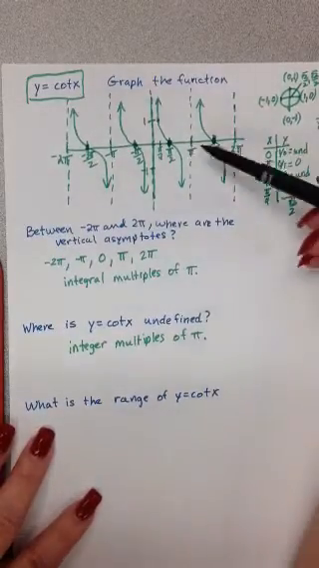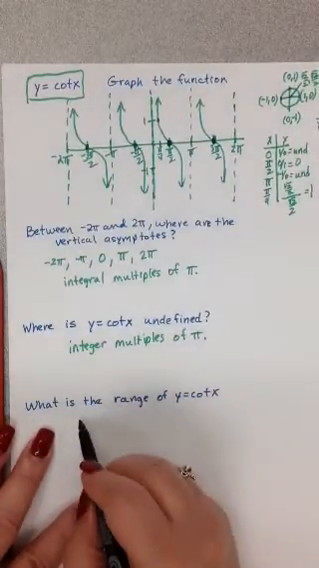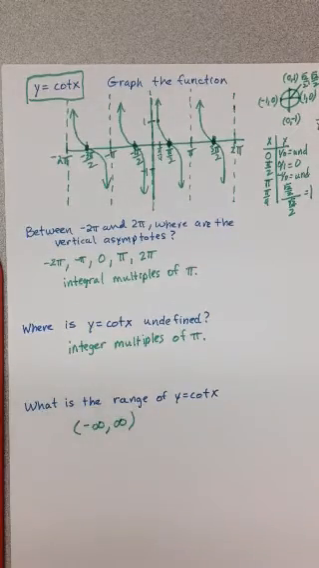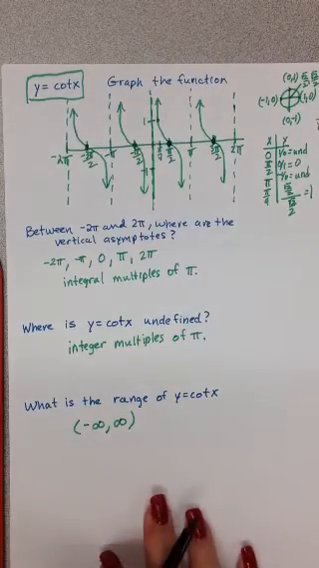What's the range of cotangent? Well, how low does it go? It goes from negative infinity, and how tall does it go? To infinity. Ta-da! Here's all we need to know about cotangent.